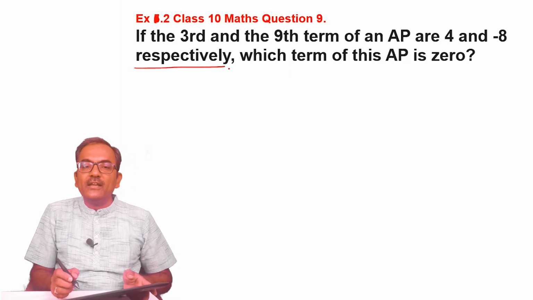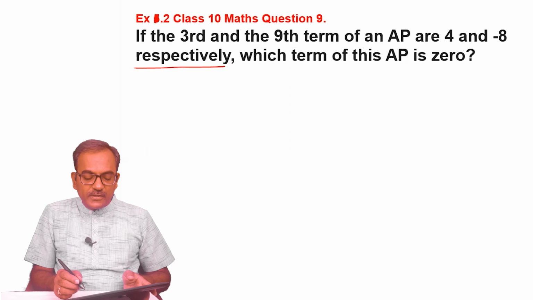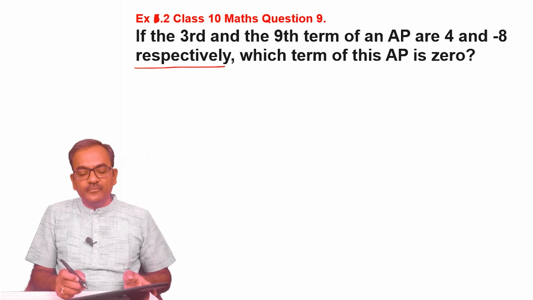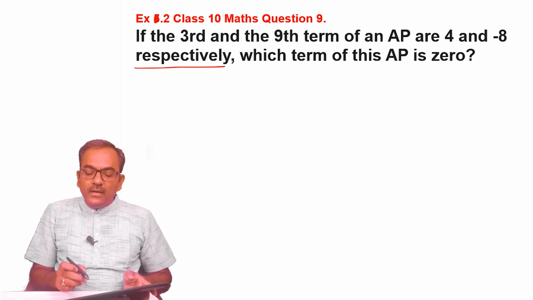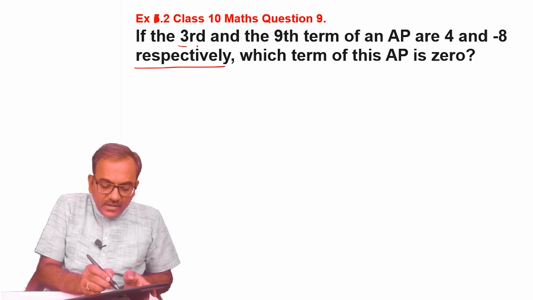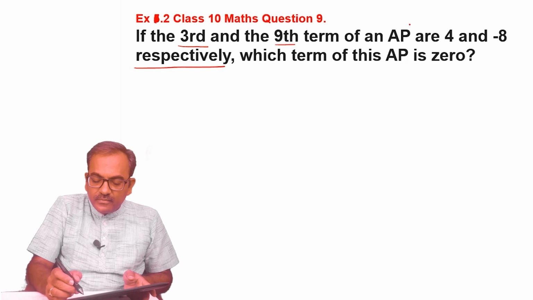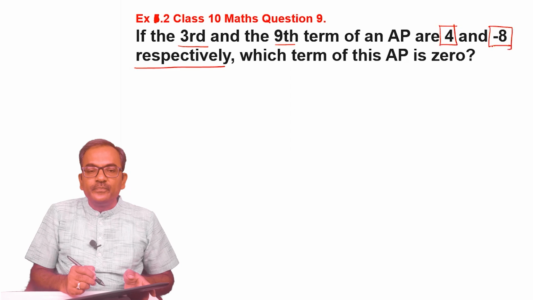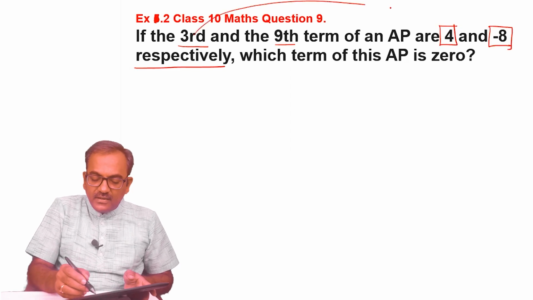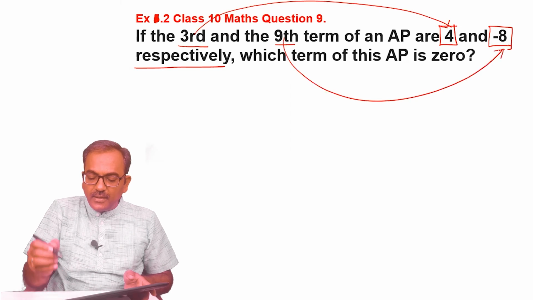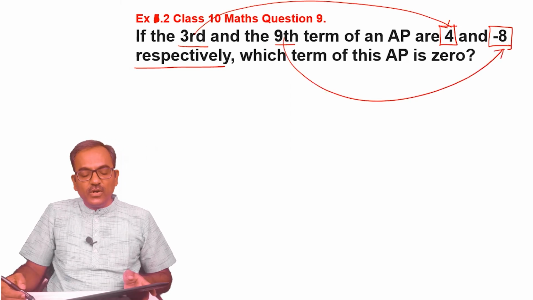So what do we mean by respectively? Respectively means in the same order as mentioned. See, here the third term and the ninth term are 4 and minus 8. Just observe that the third term is 4 and the ninth term is minus 8. This is what we mean by respectively.